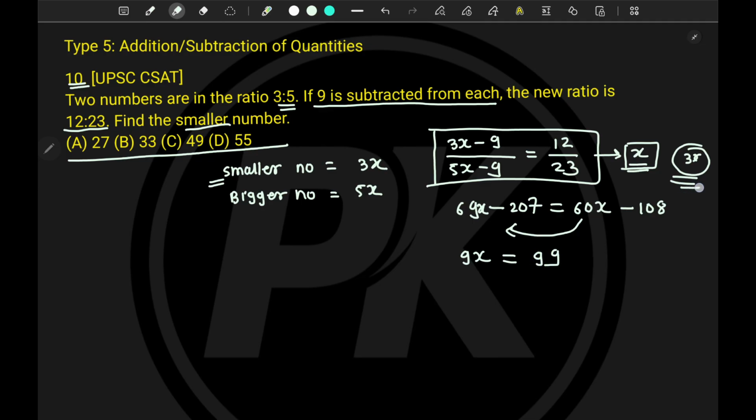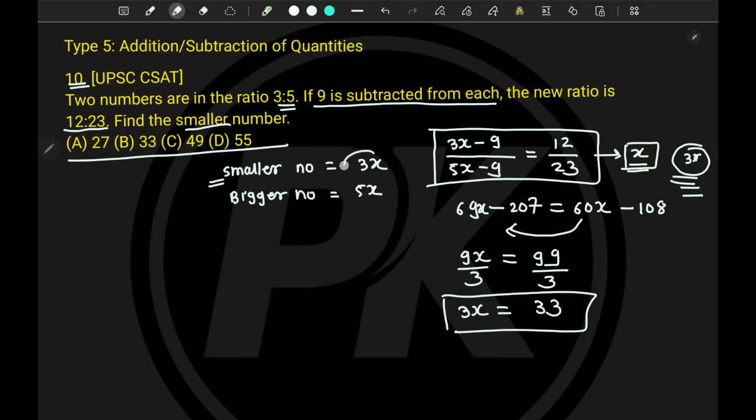207 minus 108, that is what? 99. What we need is the value of 3x. I have 9x, so I will divide both sides by 3. Hence 3x will be equal to 33, right? And this is what we need, this is what is asked, to find out the smaller number, and hence option number B is correct.